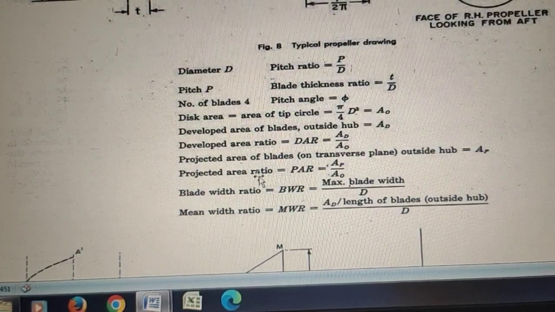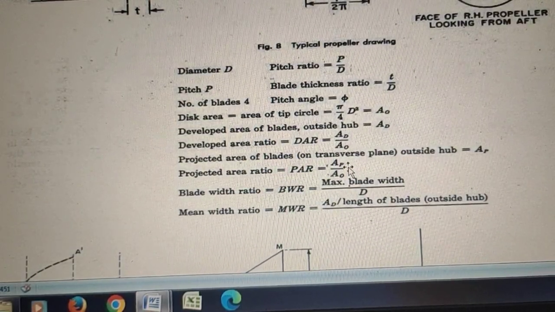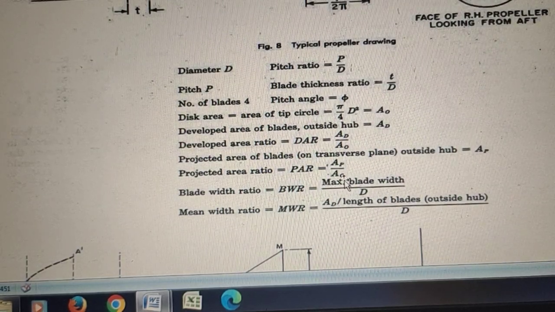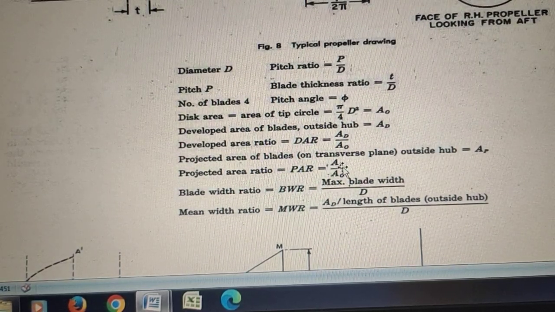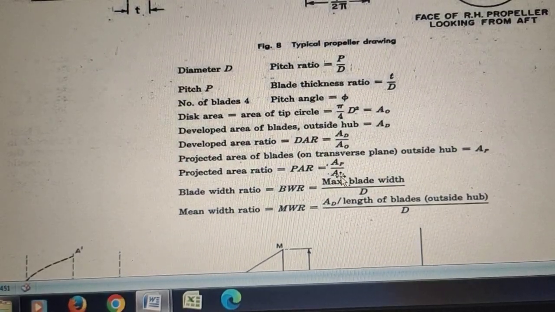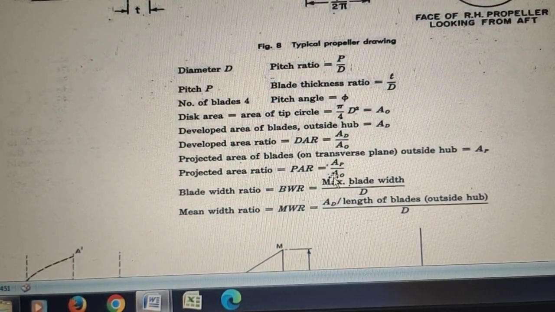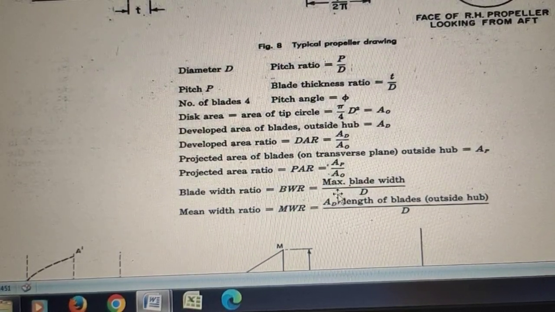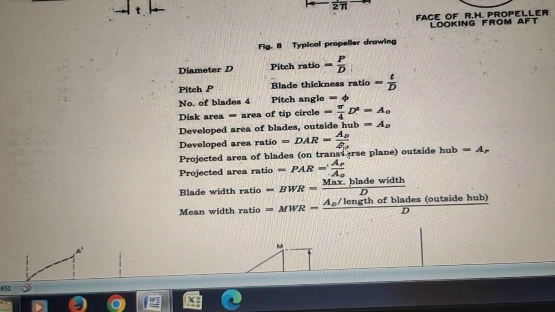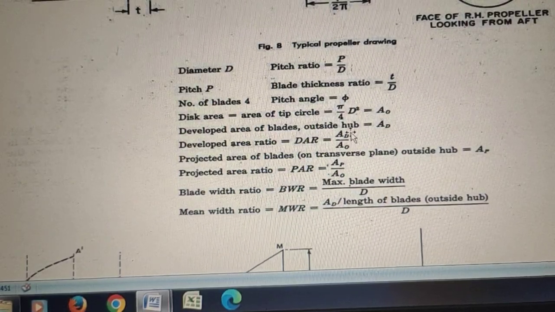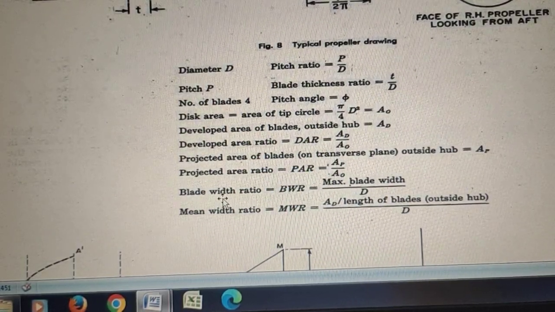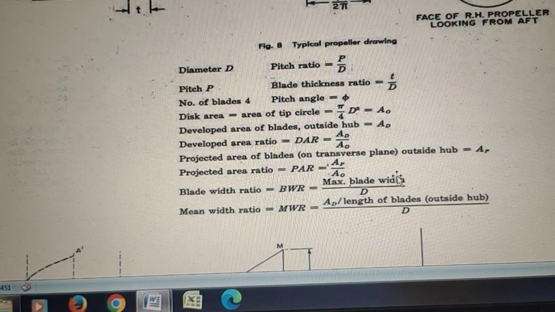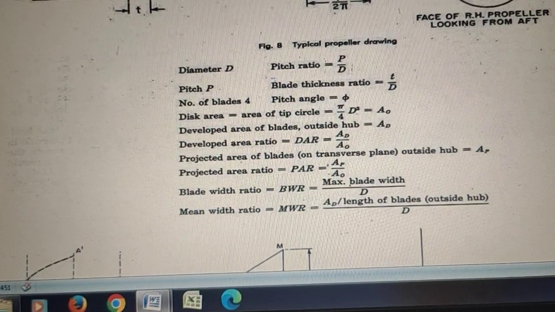This is the projected area ratio, AP over AO, projected area against the disc area. Okay, the disc area should be pi r squared, but the projected area is according to the rear blade projection. Okay, this is the blade width ratio, maximum blade width against the diameter.